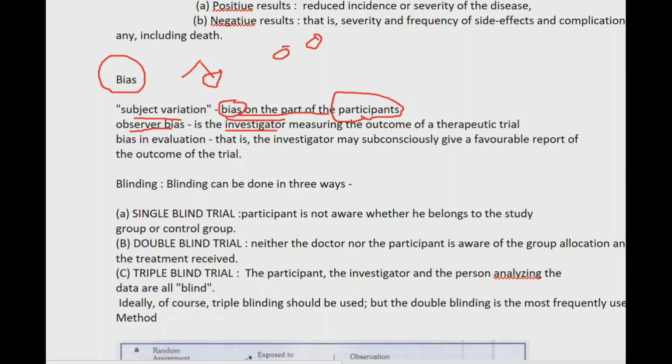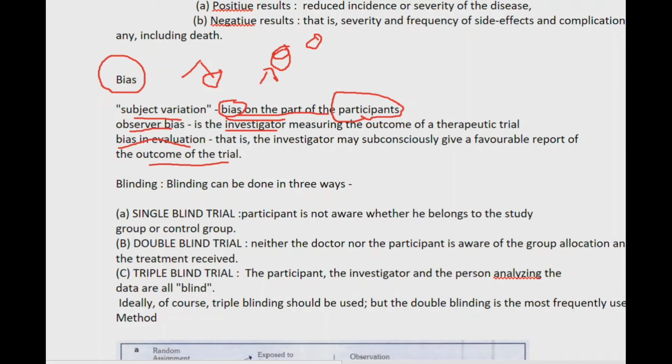If the observer knows that he is getting the vaccine, he may have a bias that this person will get well and may not get the disease. So this is observer bias. Then the third one is bias in evaluation. That is, the investigator may subconsciously give a favorable report of the outcome of the trial.